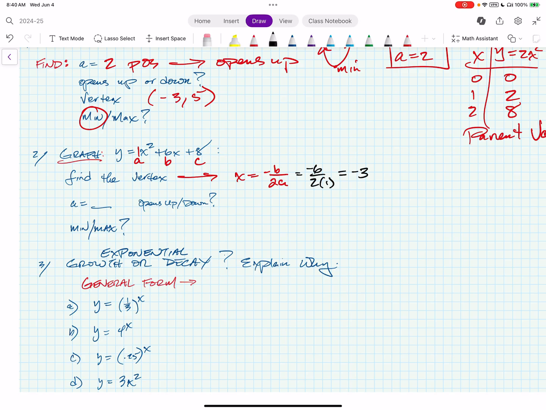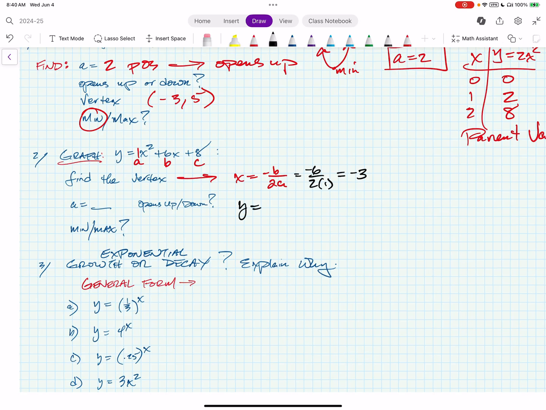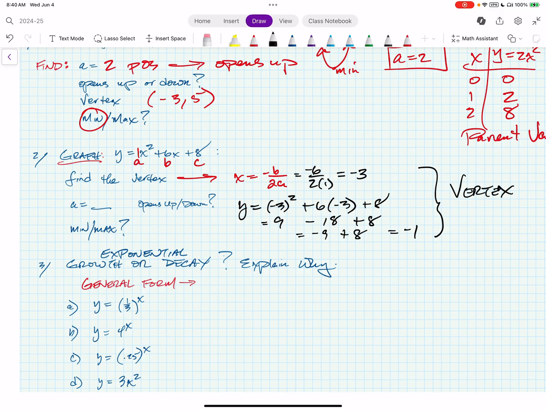And then you find the y value by substituting this in. So you take -3 squared plus 6 times -3 plus 8. Well, that's 9 minus 18 plus 8. 9 minus 18 is equal to -9 plus 8. That's -1. So when you put these two together here, your vertex is -3 comma -1. Now, since a is 1, it opens up, all right, because this is positive value. And if it opens up, it looks like this, concave up, which means it has a minimum.